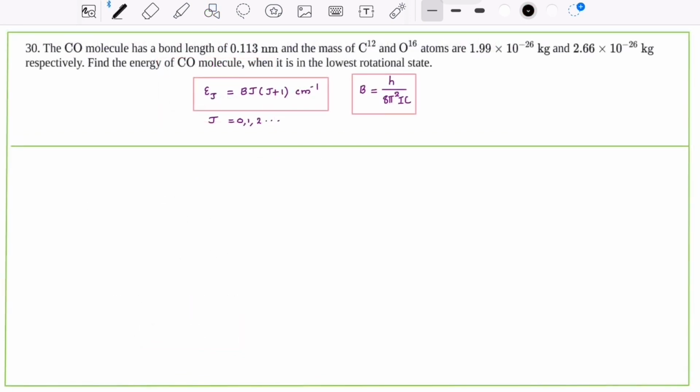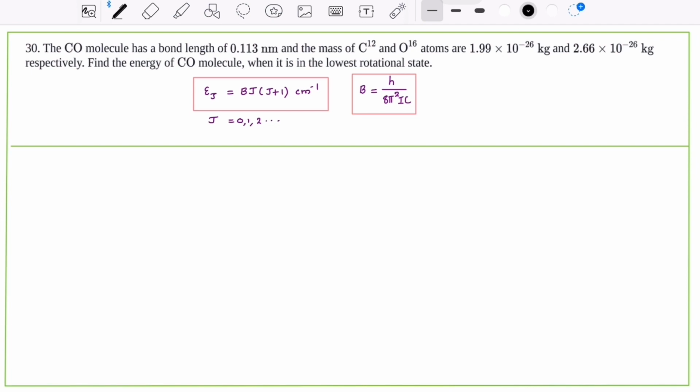The carbon monoxide molecule has a bond length of 0.113 nanometer and the mass of carbon 12 and oxygen 16 atoms are 1.99 into 10 raised to minus 26 kilogram and 2.66 into 10 raised to minus 26 kilogram respectively. Find the energy of carbon monoxide molecule when it is in the lowest rotational state. In this problem, we have to find out the rotational energy of carbon monoxide molecule when it is in the lowest rotational state.